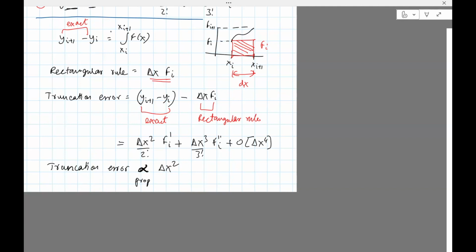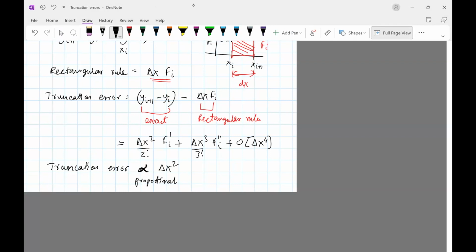It's proportional. So you can understand the size of this. If you take delta x equals 0.1, the error is going to be approximately the square of that, so 0.01. If you take delta x as 0.001 or 1e negative 3, the error will be 1e negative 6. So the smaller the size, the smaller the truncation error, and the better the estimate. But you don't want to go too small in the size. That's the other thing. So this is the truncation error for the rectangular rule.